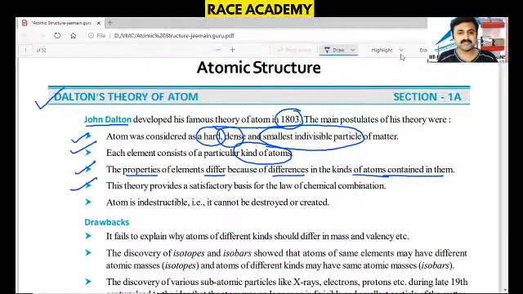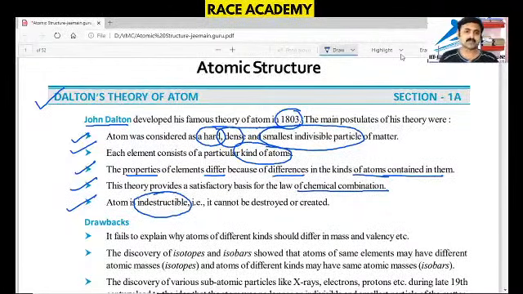Another one is the law of chemical combination, which was successfully explained by this theory. That is, the combination of atoms gives molecules. He told atom is indestructible, which is one of the important postulates delivered by this theory. Indestructible means it cannot be destroyed or created.